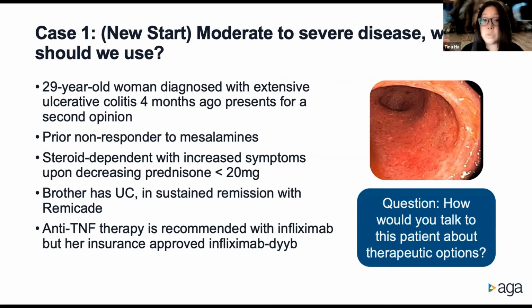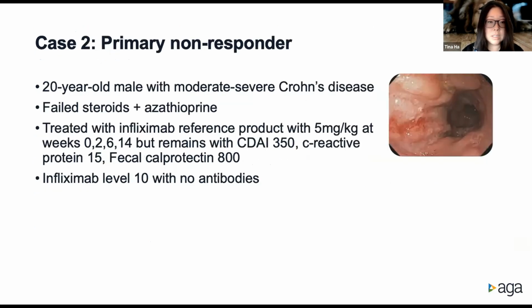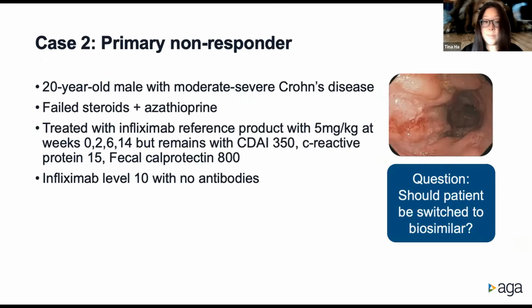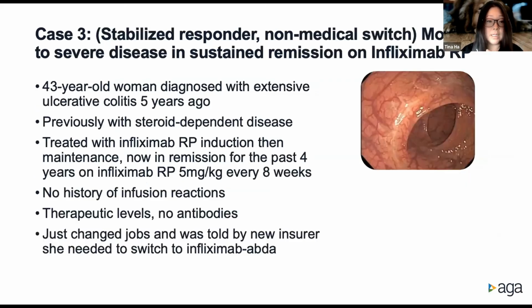It's essentially a new start of a patient who has moderate to severe ulcerative colitis who needs to start an anti-TNF, and her insurance only approved the biosimilar. This introduces the concept of the nocebo effect, what biosimilars are, and some of the efficacy data. Let's move on to the next case. This is a case of a primary non-responder who has positive levels and no antibodies. This raises the question of whether biosimilars are appropriate in this particular context, to discuss with the audience.